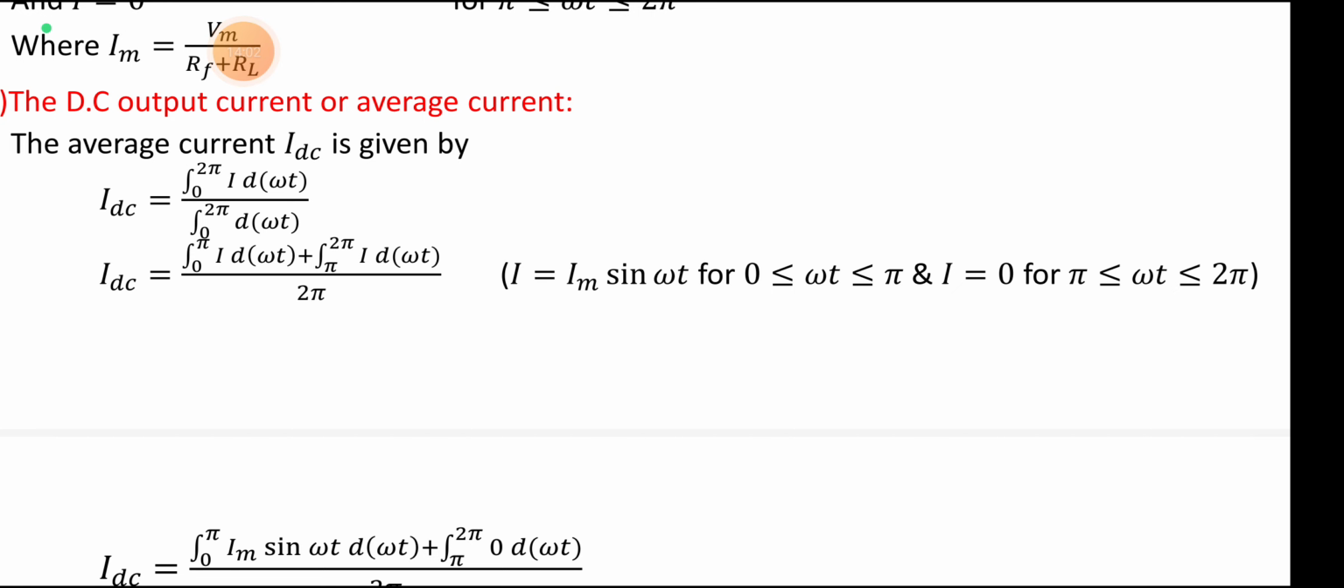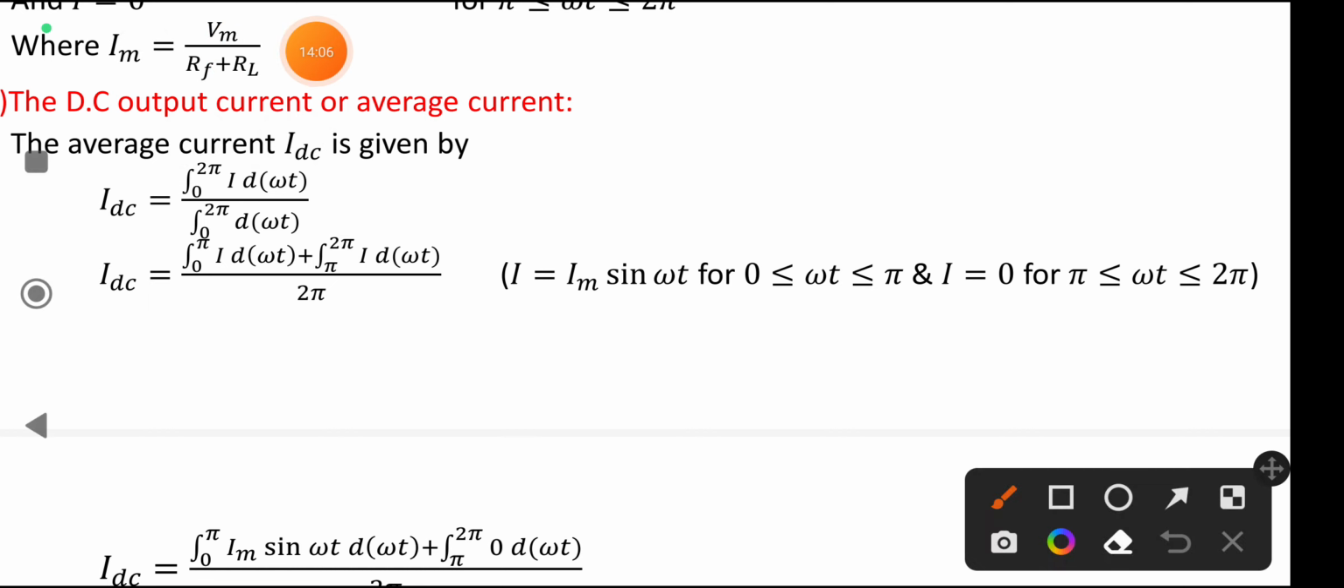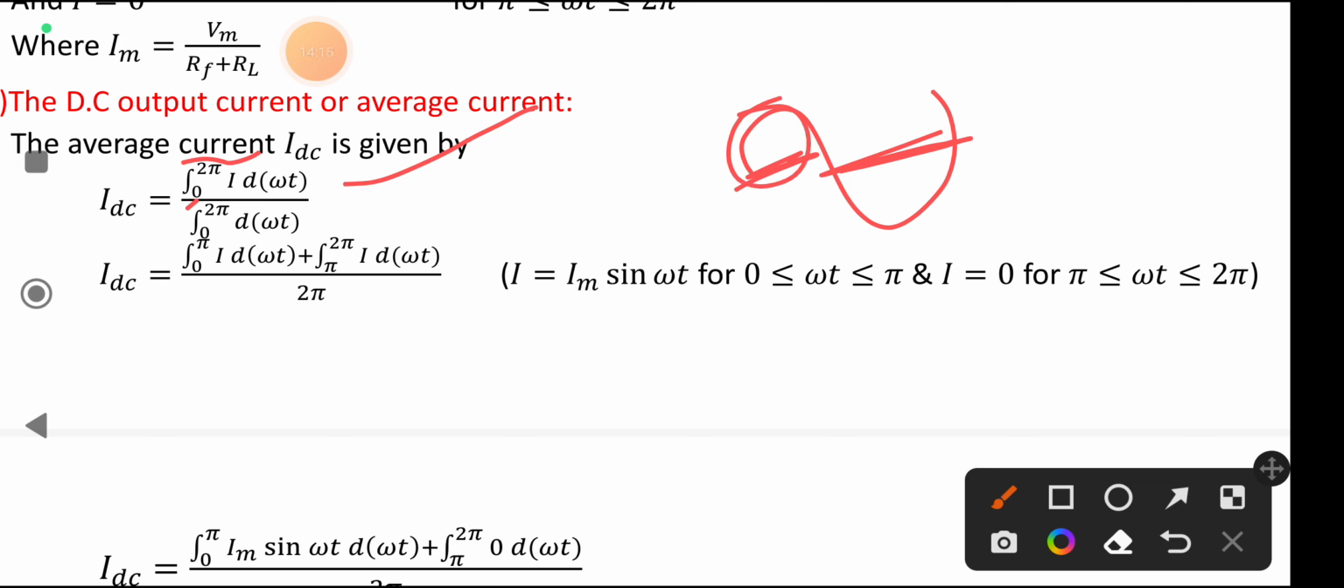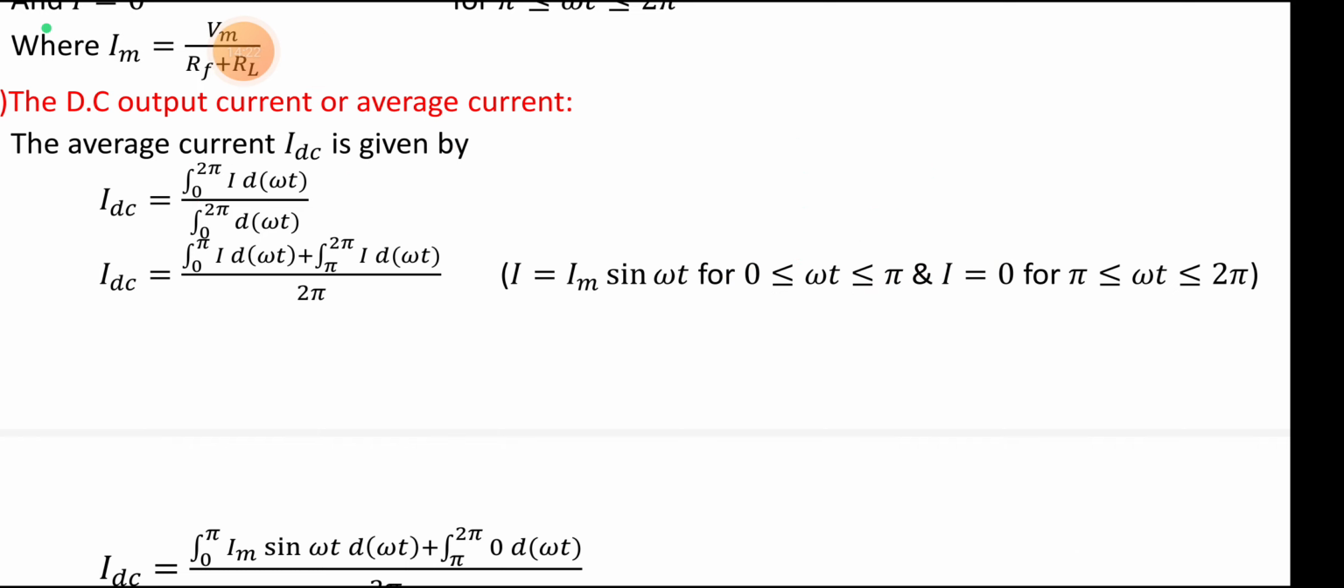Okay, so the average equation is this one, and the average is written like this. For 0 to 2 pi only, for the full cycle I am taking. For the full cycle, one half cycle is pi radian and the remaining half cycle is also pi radian. So the total is 2 pi radian, from 0 to 2 pi radians.